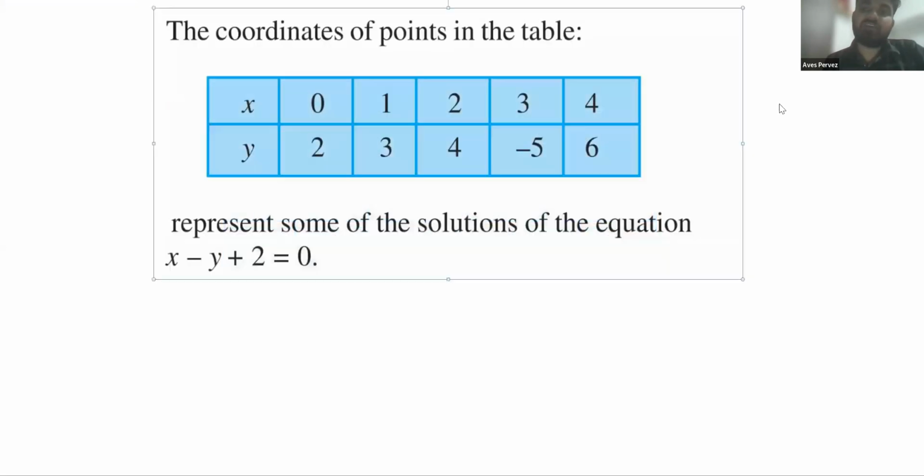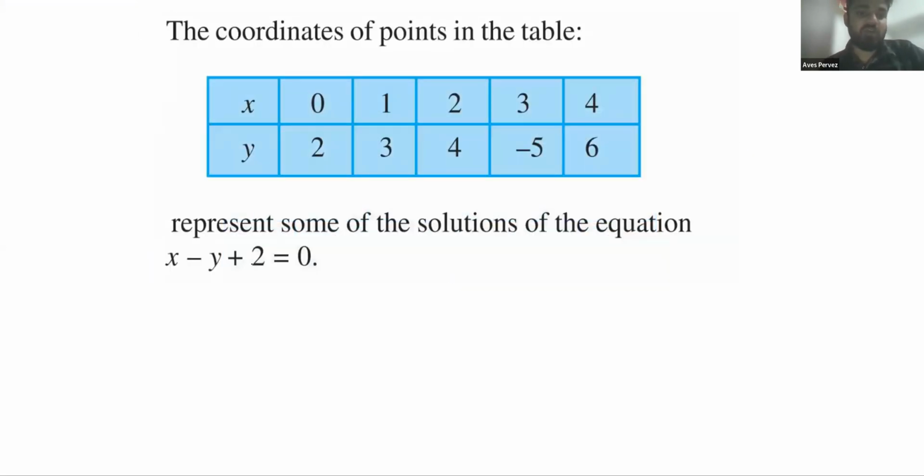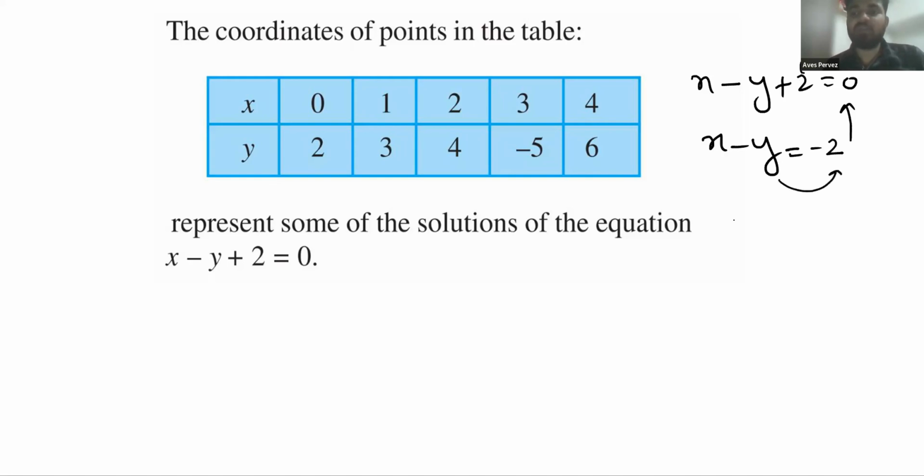We can modify the equations. We cannot say that every time we are just going to satisfy this equation. You can modify this equation: x minus y plus 2 equals 0. You can write it this way: x minus y equals, this +2 goes to this side and becomes minus 2. This and this equation are exactly the same. Bring this y also to this side. You can write x equals -2 plus y. These all three equations are the same. You can also write it this way.